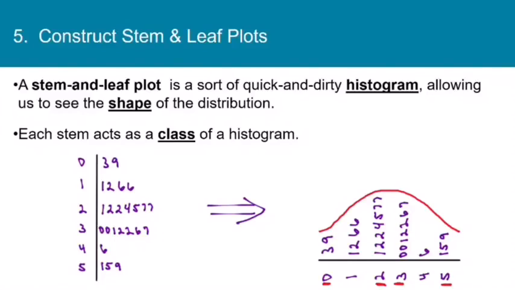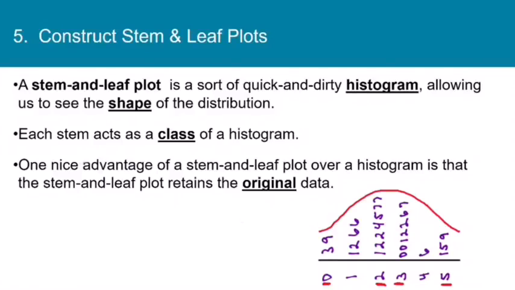And one nice advantage of a stem and leaf plot over a histogram is that the stem and leaf plot retains the original data. See, somebody could still look at this stem and leaf plot and see that the original data contained a 21, a 22, another 22, and so on, and you just can't do that with a histogram.